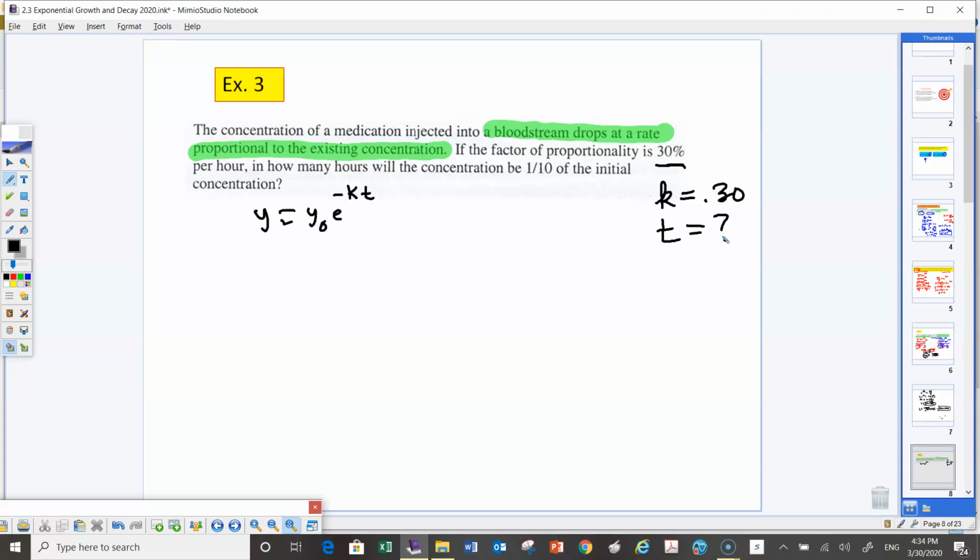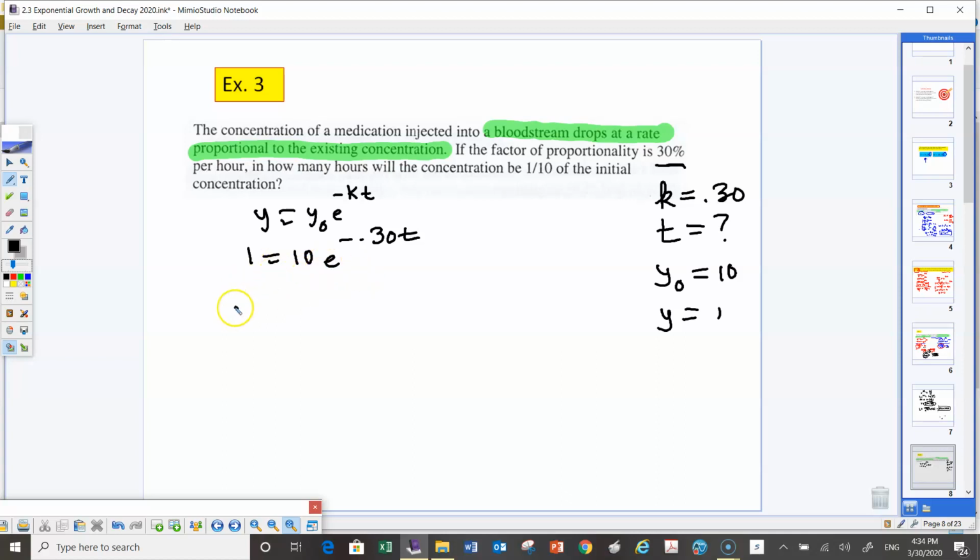So it really doesn't matter what I select my initial amount to be. The final amount is 1/10 of it. So it would make sense if I let my initial amount be, say, 10, and my final amount is 1/10 of the original. So now we're going to plug this information into my equation. So I'm going to get 1 is equal to 10 e to the negative 0.30 times t. Again, the first thing you need to do is divide the 10 over. The biggest mistake is to multiply the 10 and the e, which is wrong.